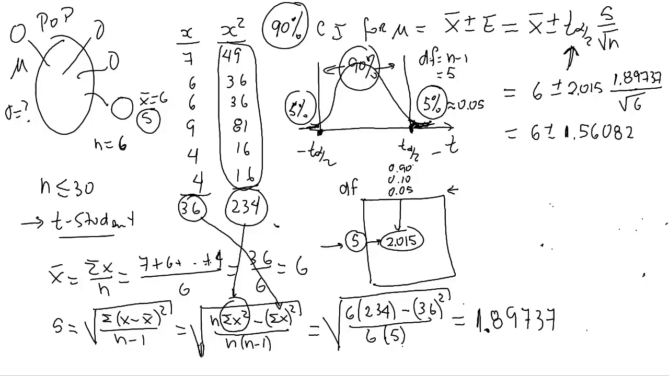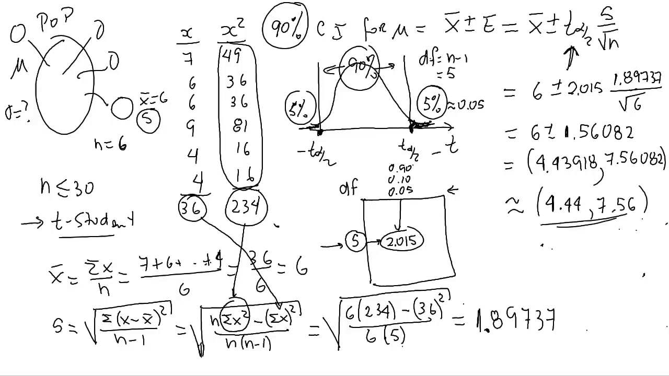Then my confidence interval is 6 minus this quantity, 6 minus 1.56082, which is 4.43918, and 6 plus this is 7.56082. If we need to round to only two decimals, we can write 4.44 and 7.56. That is my confidence interval.